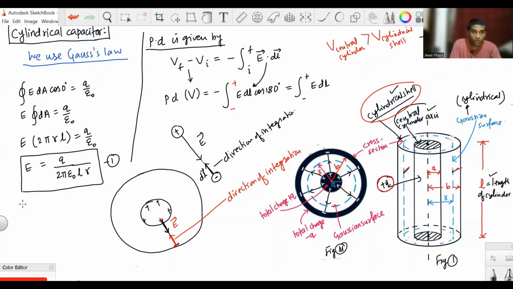So finally we can write the potential difference V equals the integral from minus to plus of E dl, and let us call it equation 2. So we have this. Clear?